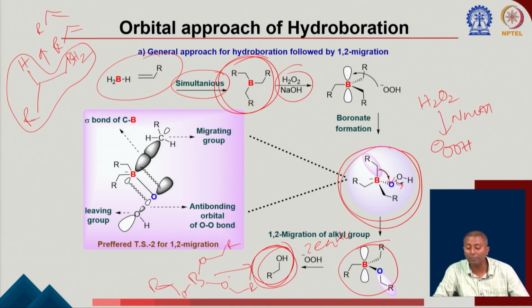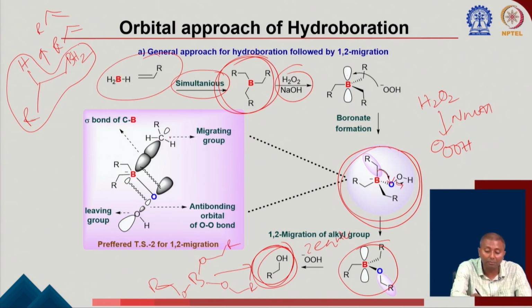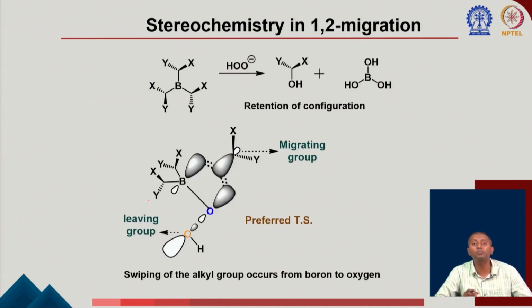The important fact is how this migration is happening. The migrating group on the boron interacts with the sigma star orbital of the oxygen bond. This sigma star orbital is getting electron density, so the group migrates here, giving its electron density to the sigma star orbital. So the question comes: if you have a chiral center, suppose you did a hydroboration and generated a chiral center, what is going to happen? Will you see retention or inversion in the alcohol product?